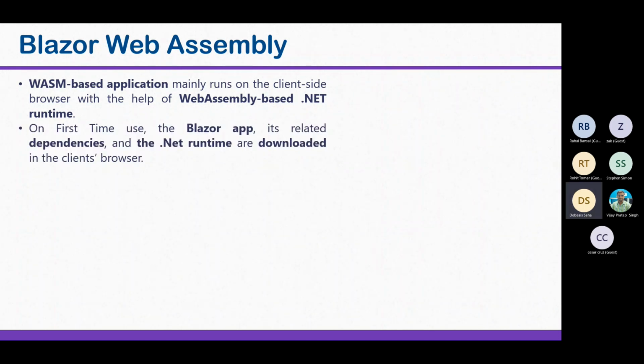Whenever we develop a Blazor application, compile and deploy it, or try to load that application in the browser, internally it converts all the server-side language into WebAssembly and then loads it in the browser. So when a user loads the Blazor WebAssembly application in the browser for the first time, the Blazor app downloads all its related dependencies. Its related dependencies means the related WebAssembly, the .NET runtime, and all are downloaded on the client side.